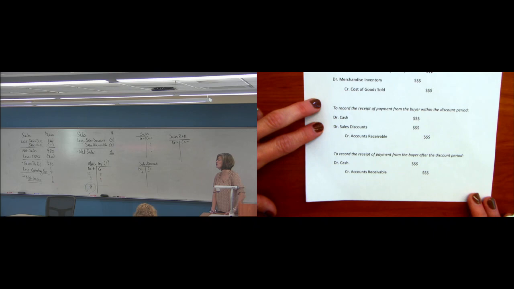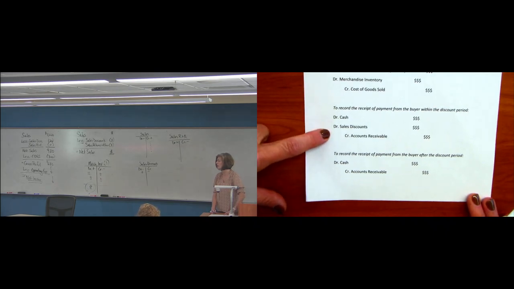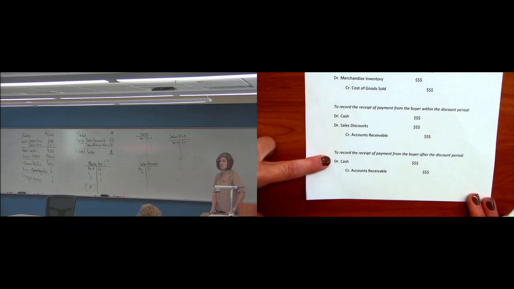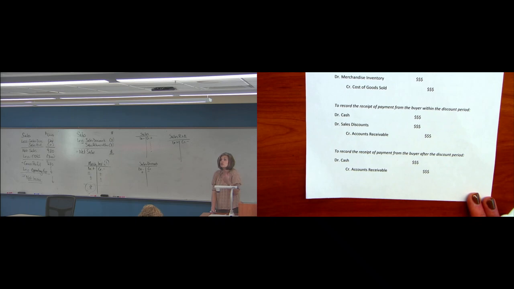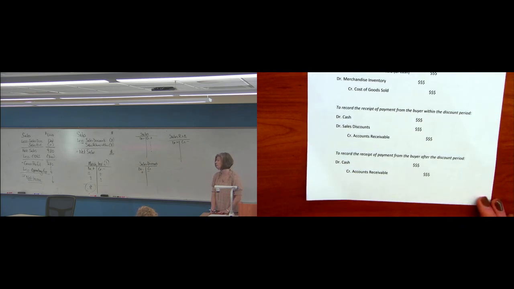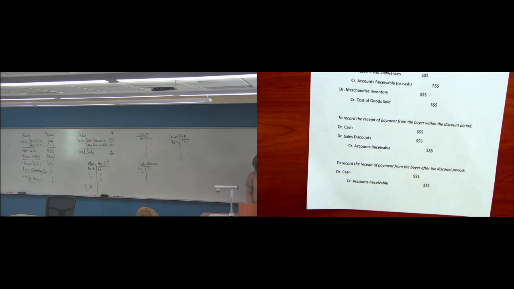Here is if you receive payment within the discount period, a debit to cash, a debit to sales discounts, a credit to accounts receivable. If payment is received after the discount period. What you have to be able to decide in the transactions, and not until we do a problem that has both buyer and seller, is are you the buyer or are you the seller? You have to identify to yourself which one you are so that you know which side of this paper to be on, right? That's going to be the key to figuring all this out. Any questions so far?